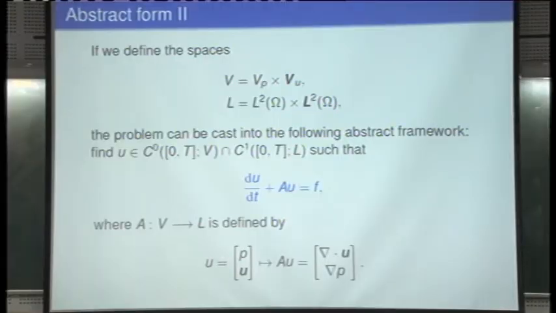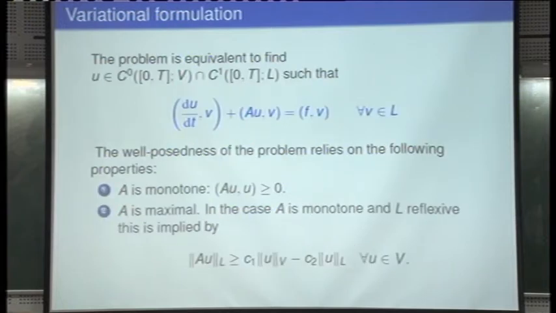So this is a partial differential equation. I'm not doing numerics here, not yet. And we need a little bit of functional analysis. So this is the unknown, and this is the operator A. A of U is divergence and gradient of pressure. So far, so good. What is the variational form of the problem?